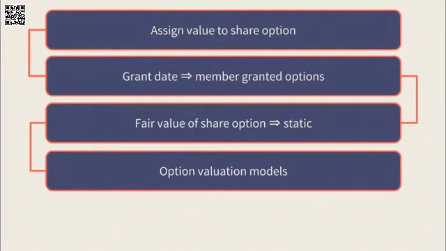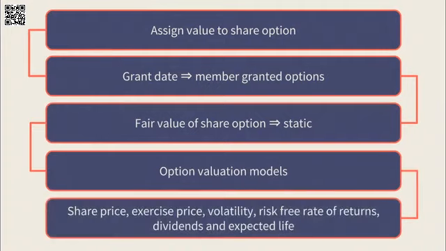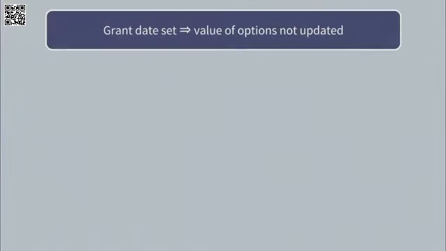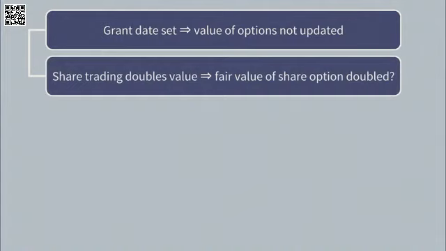Such models, of course, take into consideration factors such as share price, exercise price, volatility, risk-free rate of returns, dividends, and expected life. Once set at the grant date, the value of the options is not updated for the following reason. Imagine a share trading at £10 doubles its value so that in the following year it is trading at £20. It could be argued that the fair value of the share option should be doubled as well.